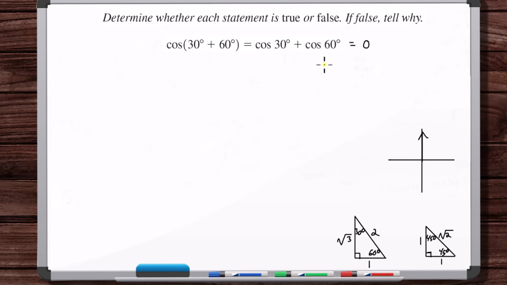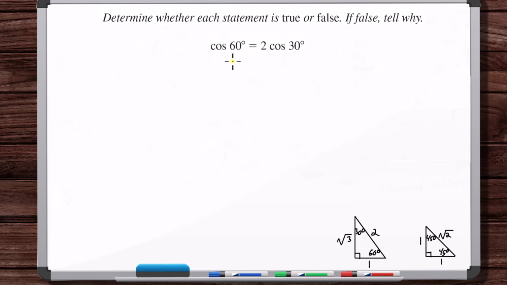Cosine of 30 plus cosine of 60. Well, these are acute angles, so we don't have to do the whole definition here. Cosine of 30 is adjacent over hypotenuse. That's root 3 over 2. And then cosine of 60 is positive, adjacent over hypotenuse, 1/2. What is this equal to? Root 3 plus 1 over 2, that's not equal to 0. So this is false.